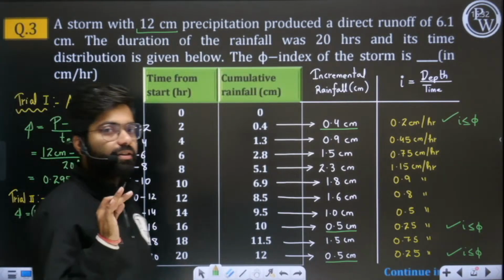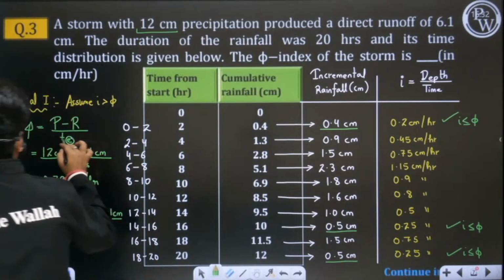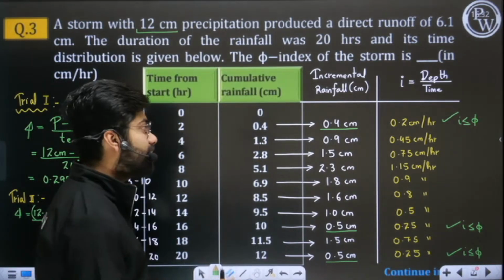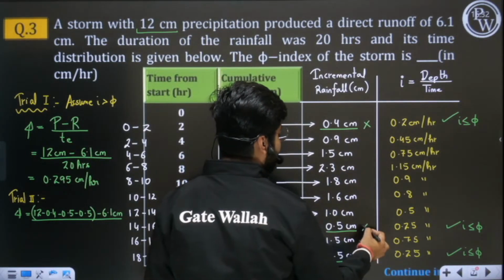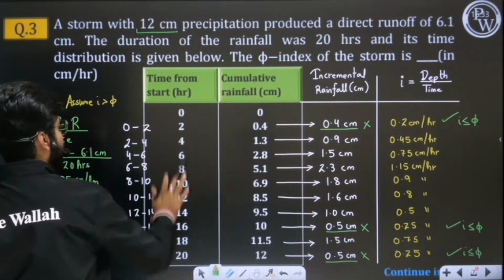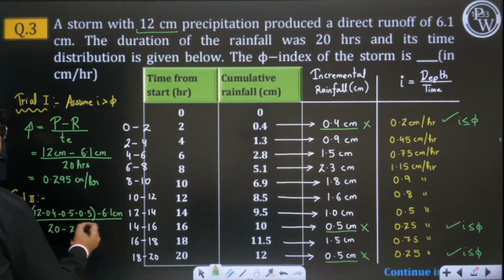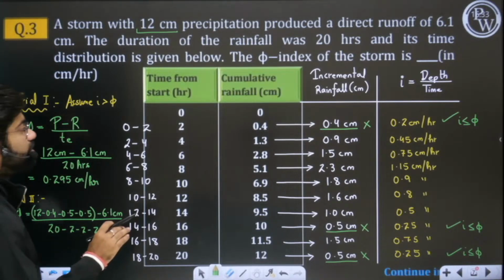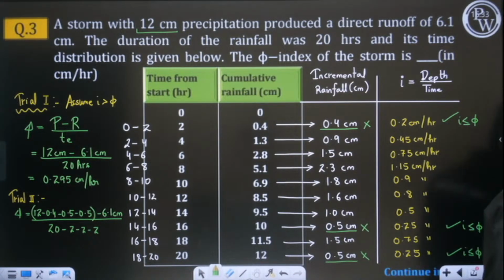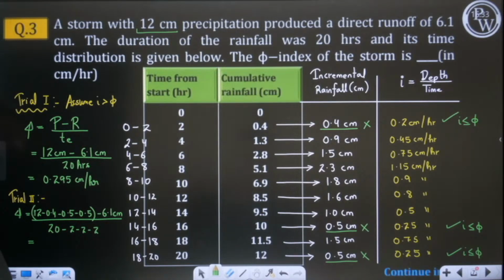Excess time means the time duration during which your intensity of rainfall is more than your phi index. E means excess. So we want to take only the time during which the intensity of rainfall is in excess of phi. We will not take these times, because intensity is not in excess. So out of the total 20 hours, this 2 hour, this 2 hour, and this 2 hour will be removed, because in that duration your intensity of rainfall is not in excess, and we are interested in the duration of excess rainfall. Yes or no? Yes, perfect. So how much are we getting now if we solve this?